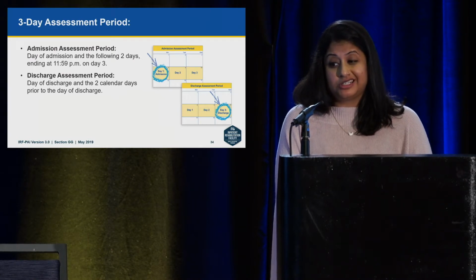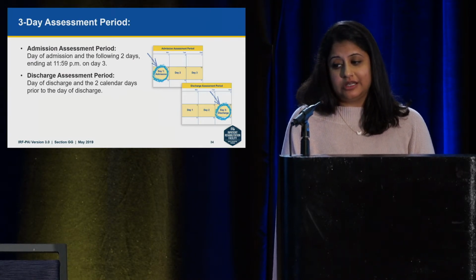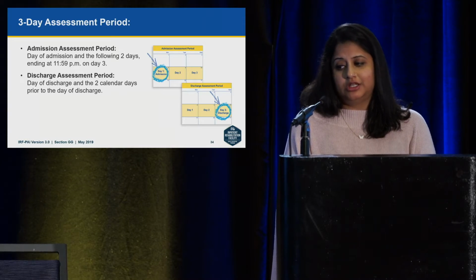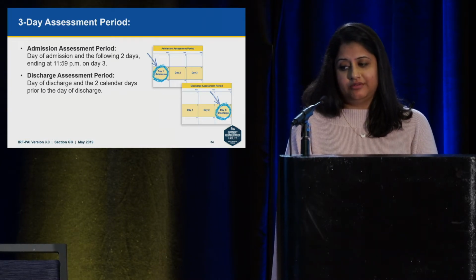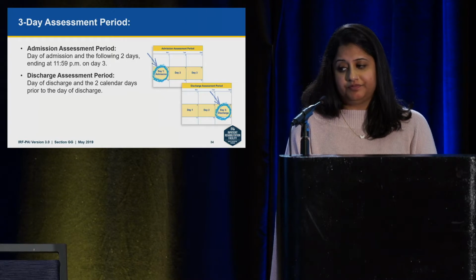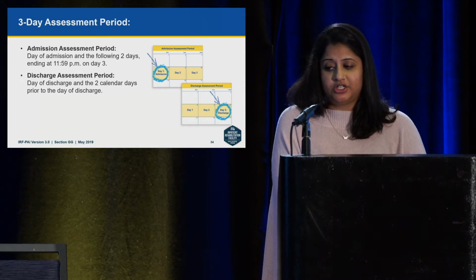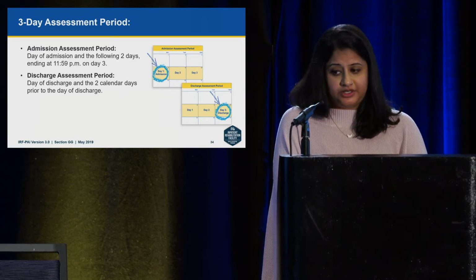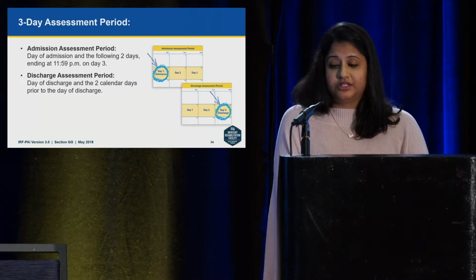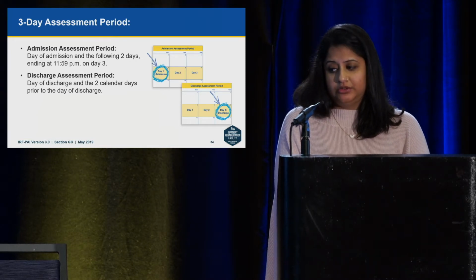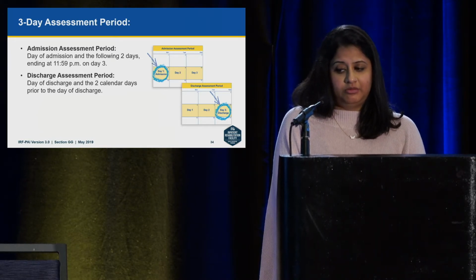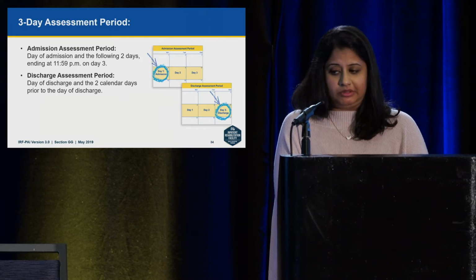So these items are assessed within a 3-day assessment period. The admission assessment period is the day of admission and the following 2 days ending at 11:59 p.m. on day 3. So if a patient was admitted on a Monday, their admission assessment period would end at 11:59 on Wednesday. Discharge assessment period, again, is the day of discharge and the 2 calendar days prior to the day of discharge. So if they discharged on a Wednesday, you would use the 2 calendar days, so Tuesday and Monday prior to the discharge for the discharge assessment period.